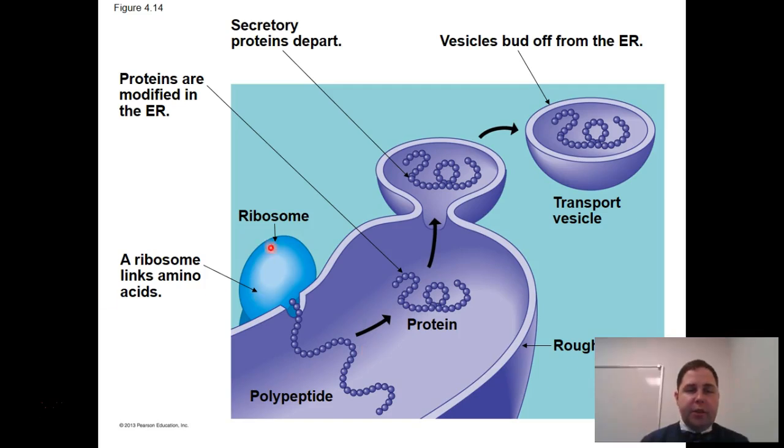You can see here's a ribosome. It makes a protein inside of the rough ER. When it gets to the end of the rough ER, it buds off into a little ball. That ball is a transport vesicle that can move elsewhere in the cell.